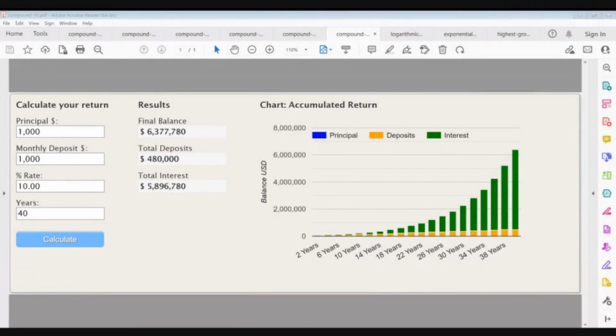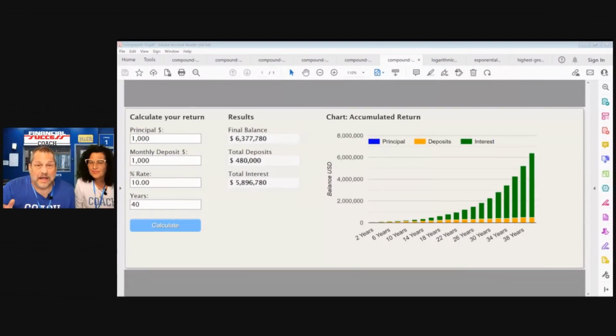Okay? Now, look at this. We're going to do it one more time. We're going to bump this up to 10%. All right? Check it. Wow. 10% interest on same $1,000 a month over 40 years, $6.37 million. Now you can really see that steepness of that curve, the last few bars there, right? Guys, this is the power of exponential growth on your money.